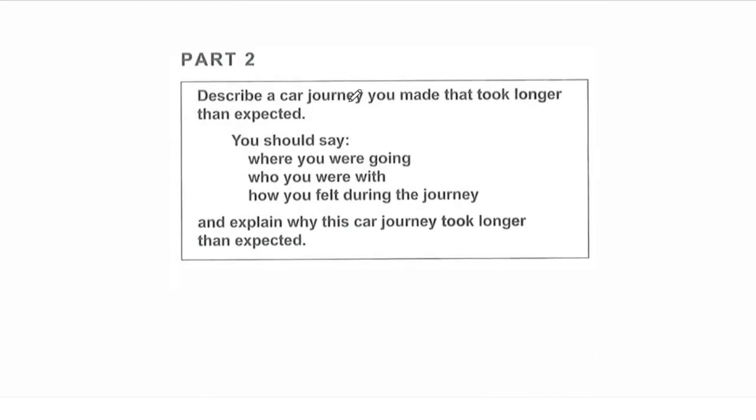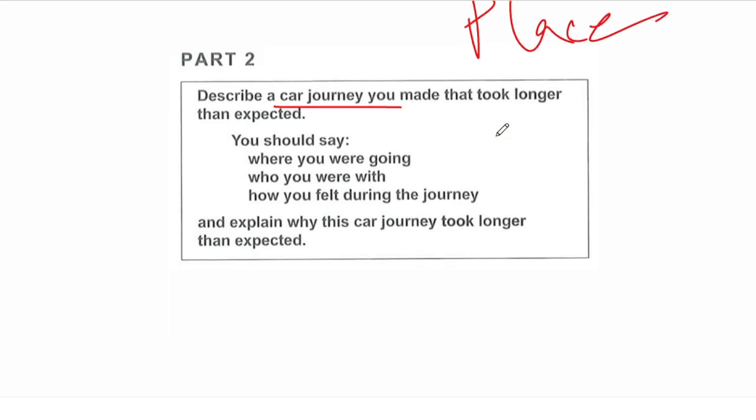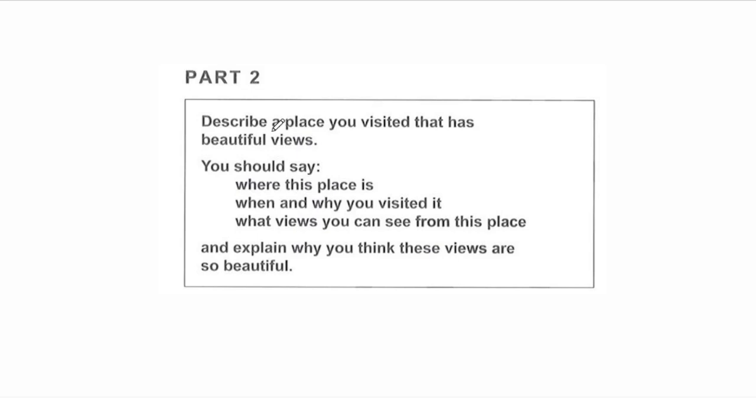And then: describe a car journey you made that took longer than expected. Car journey means you are going from one place to another place, right? So it is actually about the place. Journey. Describe a place you visited that has a beautiful view. Ultimately, you are talking about a place. 3P: place, person, and products.